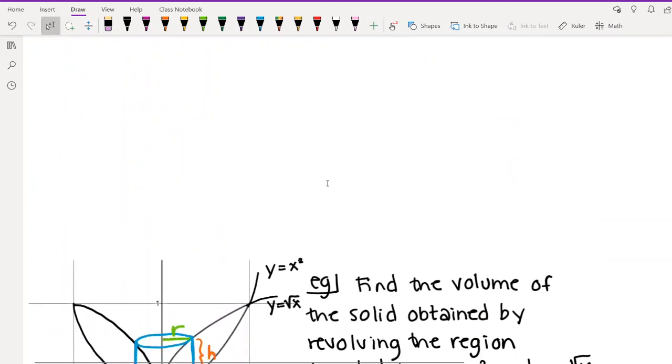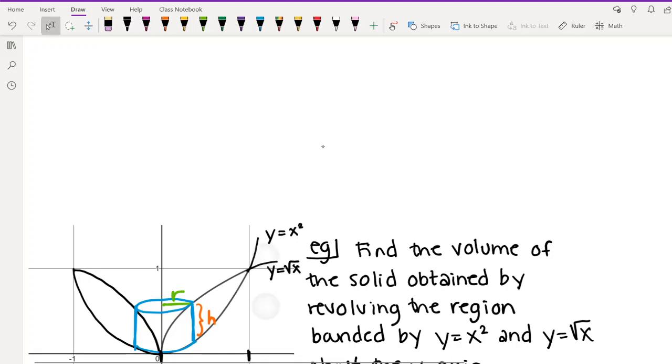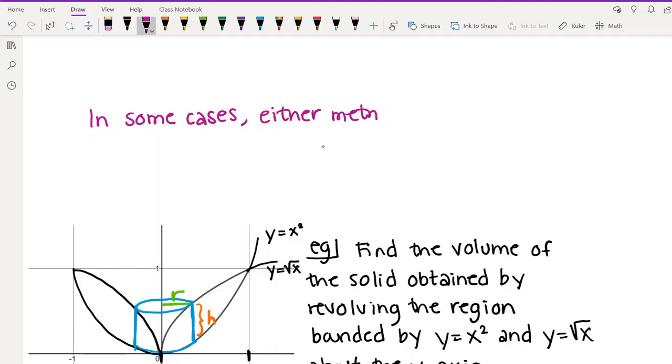So let me just quickly summarize. I forgot to write up here what it was that we're doing here. But basically we're seeing that in some cases, either method works. And so in these cases, it's really up to you, what you think is easier. So personally, I think in this example, the shell method was easier.